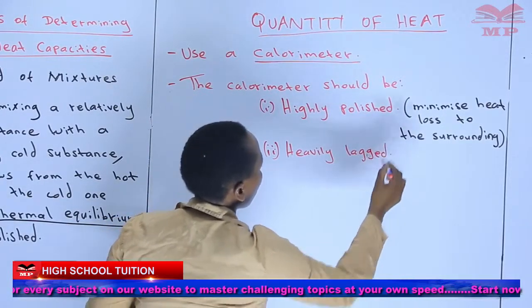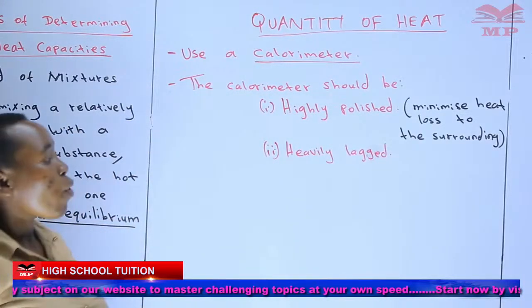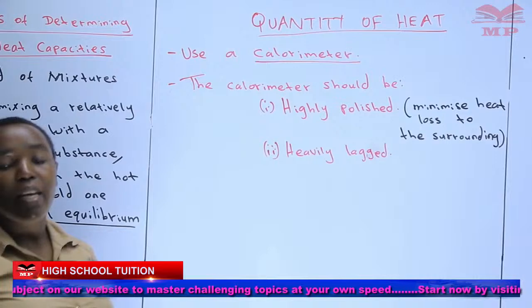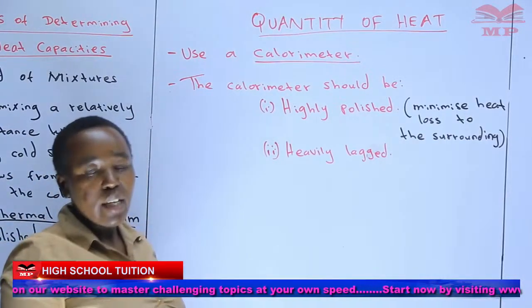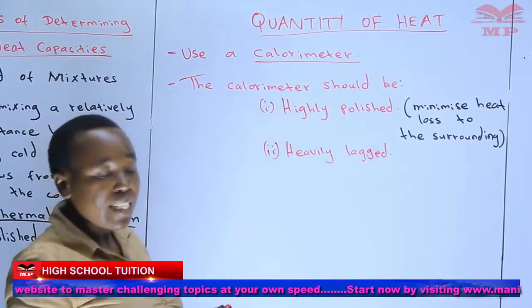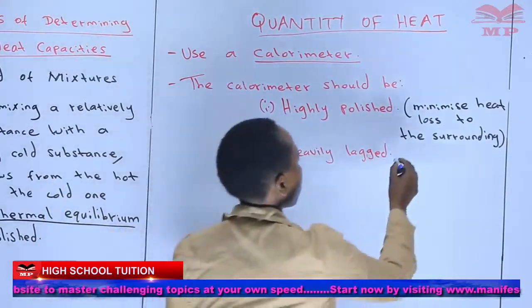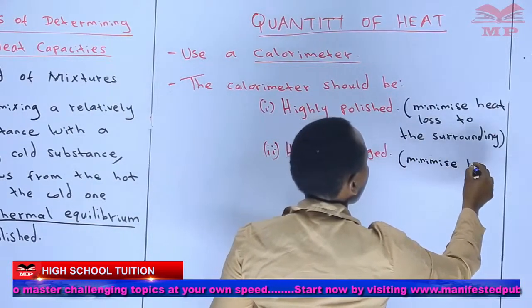Then again, the calorimeter, number 2, should be heavily lagged. We also learned about lagging in heat transfer, where we say that lagging is covering the good conductors of heat with insulators to minimize heat loss. So it is heavily lagged, again to minimize heat loss.